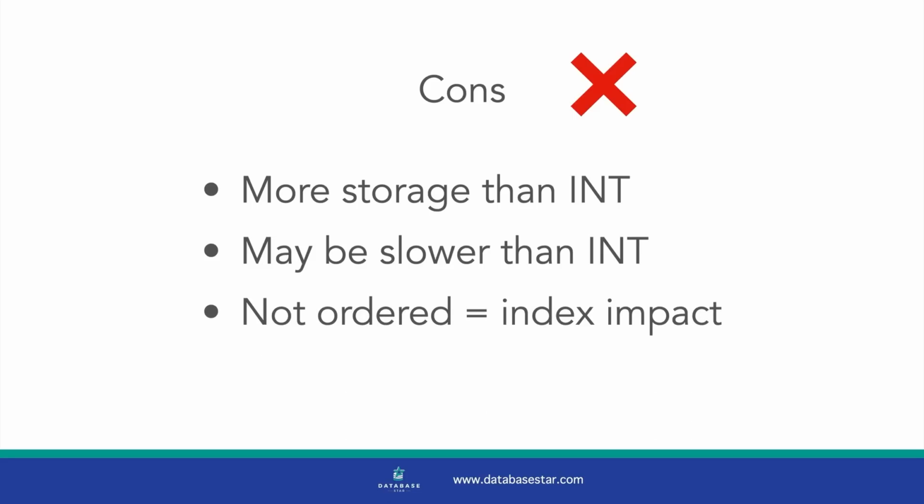Finally, because the values are random, they aren't generated in any order. This means that indexes on this field can be less effective or take longer to update compared to using an ordered ID such as an auto-incrementing integer. I'll show you how we can generate and store a UUID value in SQL later in this video. There is another type of UUID though.